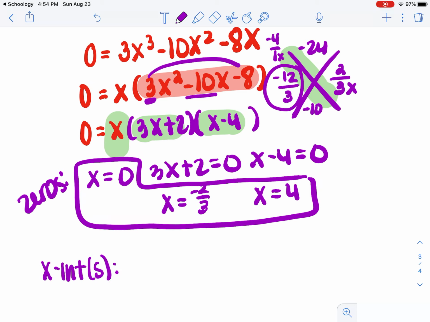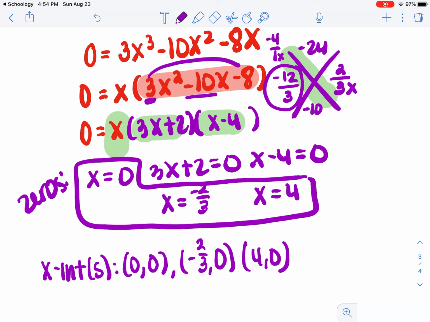X-intercepts. I have 0 for x when I plugged in 0 for y. I got negative 2/3 for x when I plugged in 0 for y. And I got 4 for x when I plugged in 0 for y.